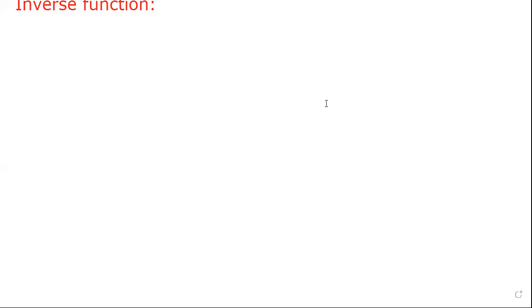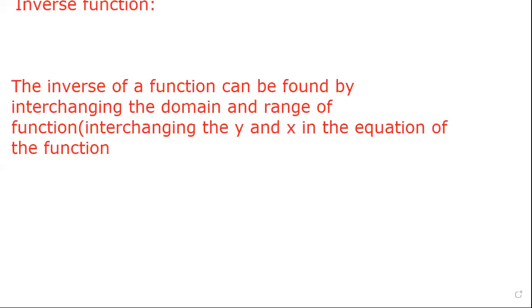How can we say that? We can say that the inverse of a function can be found by interchanging the domain and range of the function. So if we just change the domain and range of the function, we can find the inverse of the function. It's basically as simple as interchanging the y and x in the equation of the function.